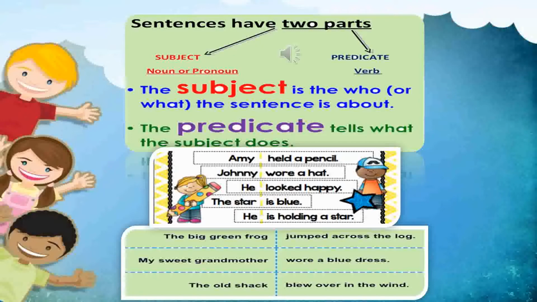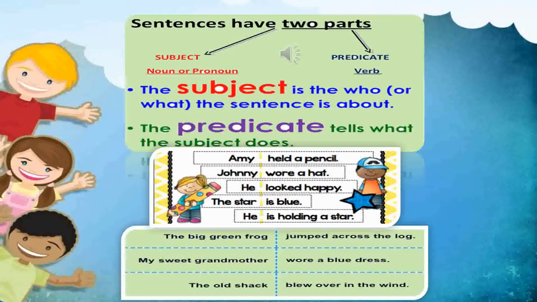Johnny wore a hat. Here Johnny is the subject, wore a hat is the predicate. He looked happy. Here the pronoun he is taken as the subject and looked happy is the predicate of the sentence. The star is blue. The star is the subject, is blue is the predicate. He is holding a star. Here he is the subject, is holding a star is the predicate.